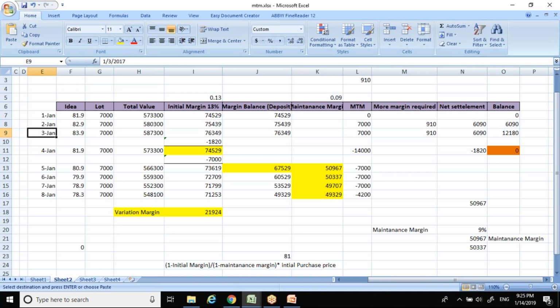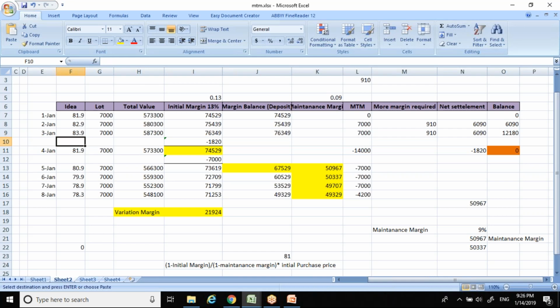On 3rd January, the price increases to 83 rupees and 90 paisa, and the lot size is around 7,000. So the value again increases, and the initial margin requirement is again increasing. So you need to bring in 910 again. You again have a profit of 7,000. That is marking to market. 910 is deducted from this and the remaining balance is credited into your account.